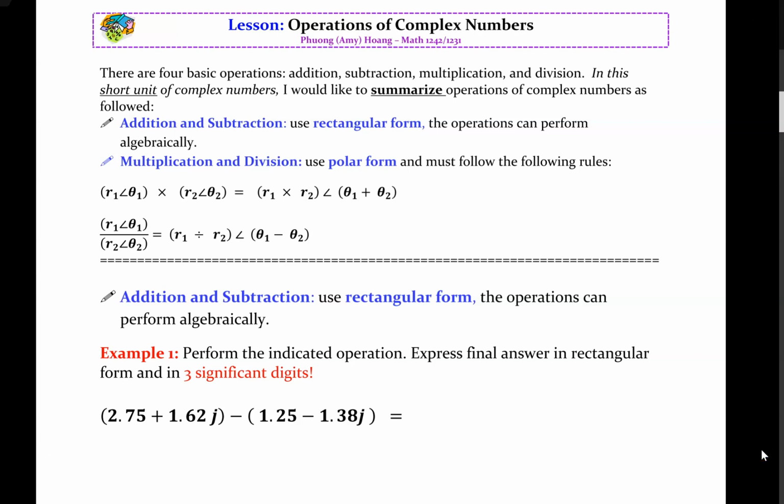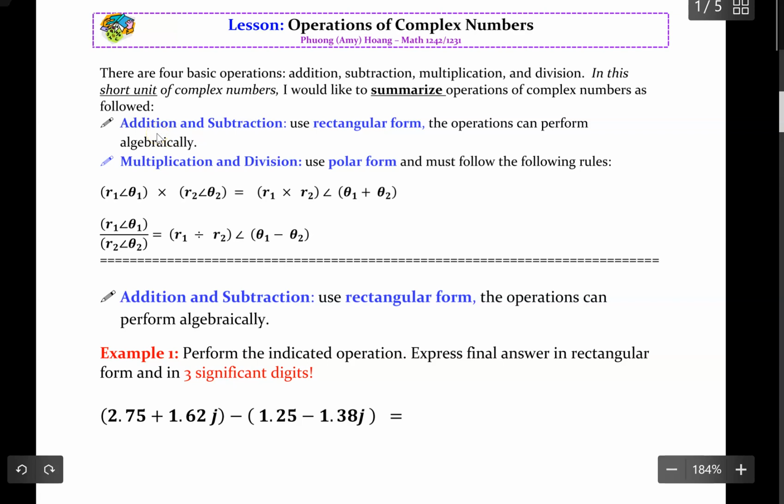Hello everyone. In this lesson, we will learn about operations of complex numbers. There are four basic operations: addition, subtraction, multiplication, and division. However, in this short unit on complex numbers, I would like to summarize the operations as follows.